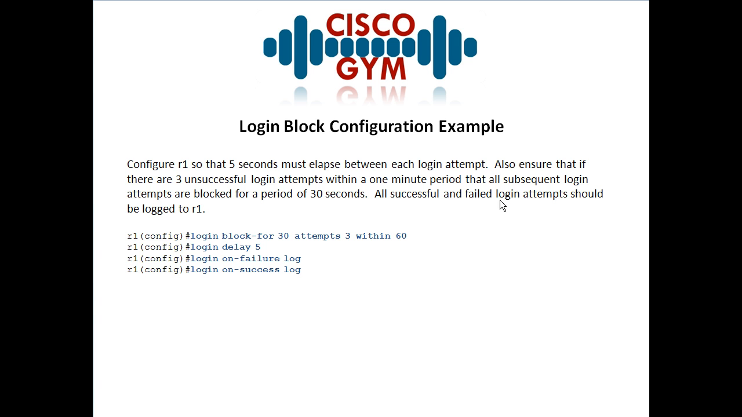And then finally, all successful and failed login attempts should be logged to R1. That's our login on-failure and login on-success, and we're specifying log here. You have 2 choices here. You have log and you have trap. And I think that we saw earlier in the documentation that the traps are actually a feature that's not quite ready for prime time, that's going to be coming somewhere down the pike. So just keep that in mind for configuration.